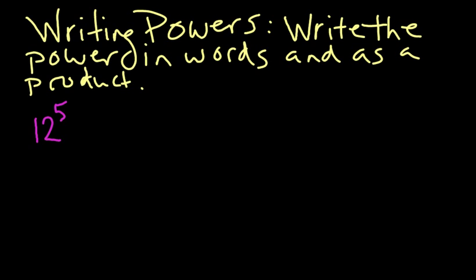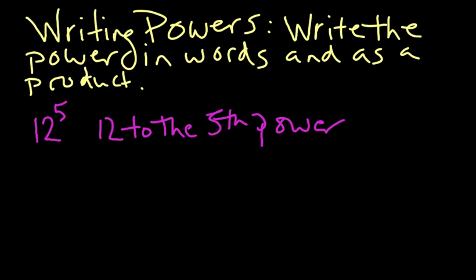Writing powers. When it asks you to write the power in words and as a product, you have to go 12 to the 5th power. That's words. As a product, that means 12 times 12 times 12 times 12 times 12. Is that 5? 1, 2, 3, 4, 5. So you're writing it out and you're writing it in words.